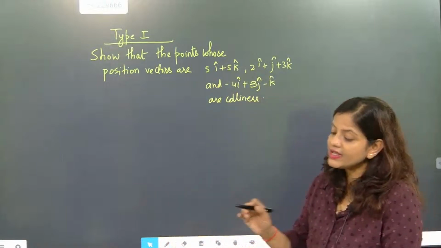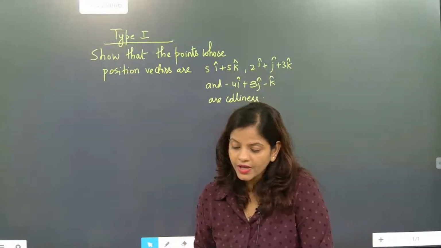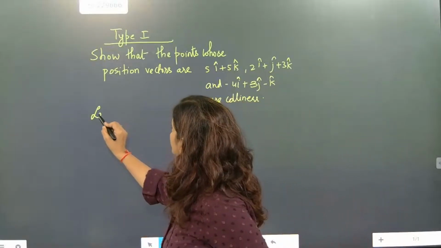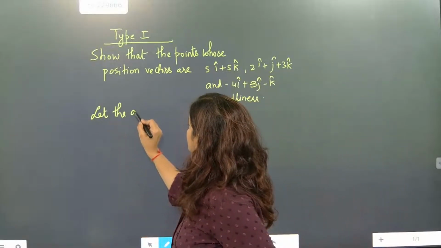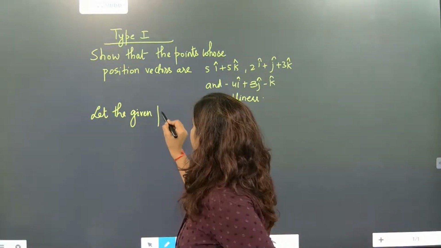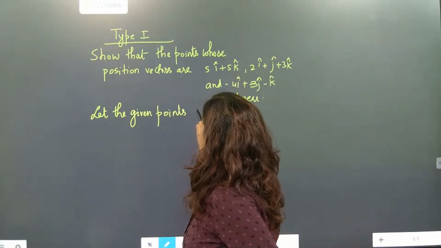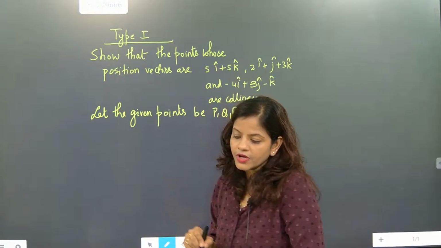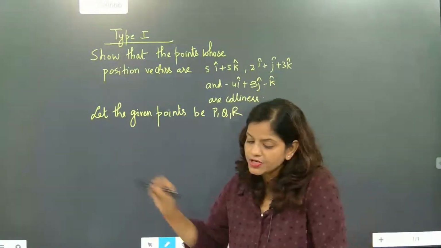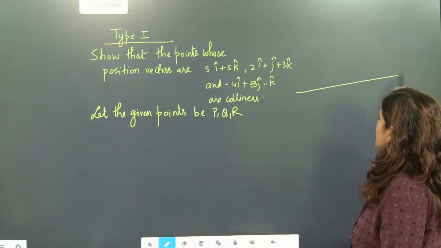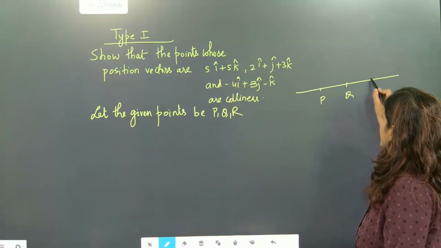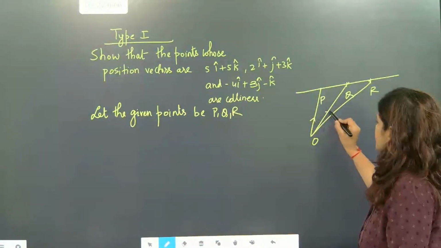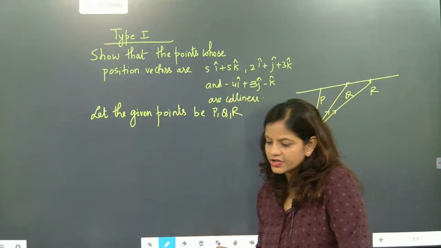So now we will take these points. Okay, so write down. Let the given points be P, Q, R. Definitely these 3 points P, Q, R will be present in a line. So we can think like P, Q, R. Since the position is given, it is connected with the origin. Okay, so these are exactly 3 points.